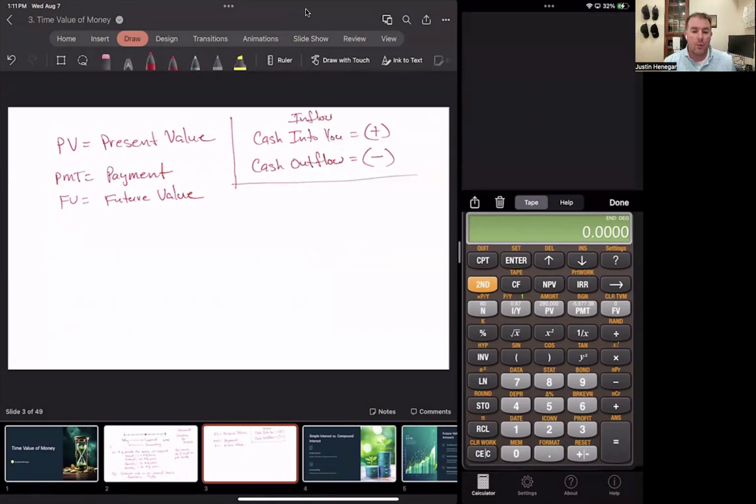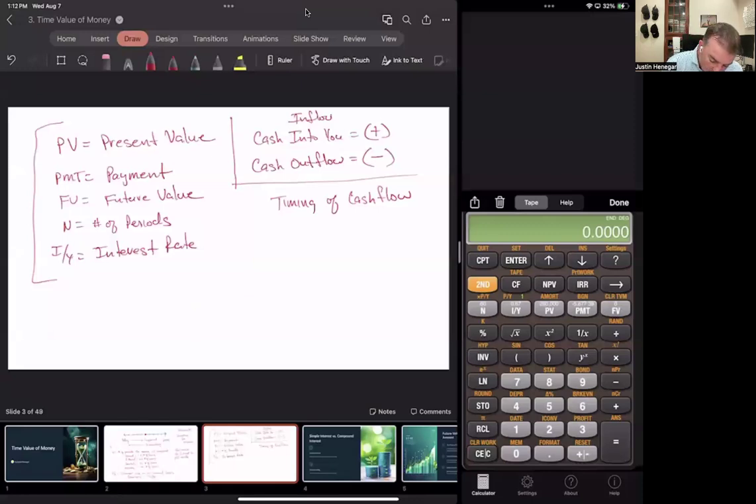All right. The other thing we need to consider is the timing of the cash flow. So we have our 5 components. We have the number of years, the interest rate, the present value, the payment, and the future value. Let me just go ahead and put those on here. Okay. So here's our 5. We need to make sure we understand those 5. We need to make sure we understand the plus and the minus sign, or the positive and the negative cash flows. Now we need to make sure we understand the timing of cash flows.